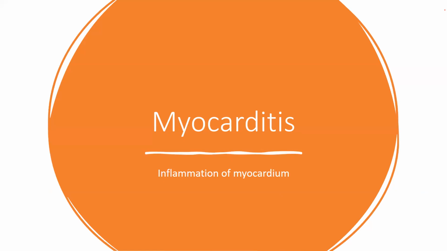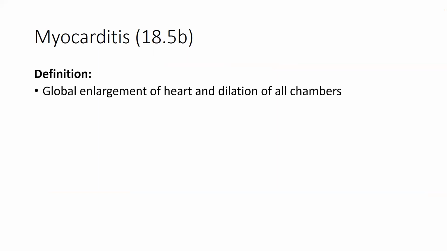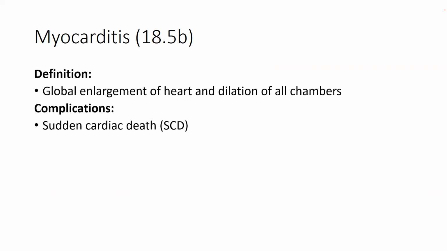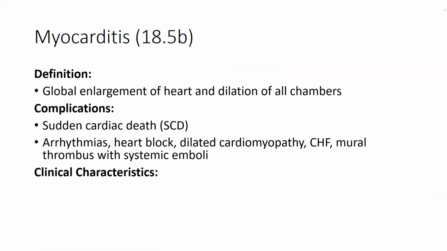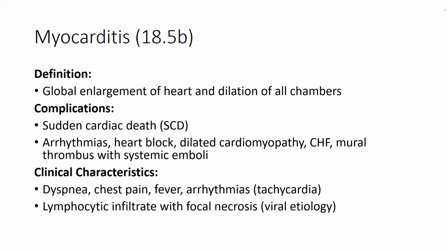Your myocarditis is just inflammation of the myocardium, hence itis and myocard. You'll see global enlargement of the heart, dilation of all chambers. You can have complications of sudden cardiac death, of multiple different arrhythmias, of thrombi, of CHF, and even of dilated cardiomyopathy. Your characteristics can look a lot like a heart attack, dyspnea, chest pain, but you could see fever because, right, inflammation, or arrhythmias, typically tachyarrhythmias. You're going to notice lymphocytic infiltrate, and you can even have focal necrosis, especially if this has a viral cause.